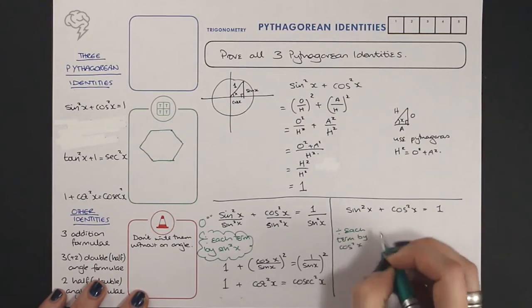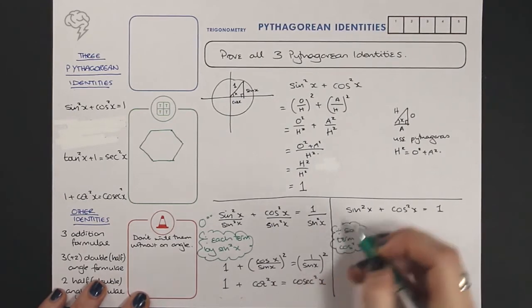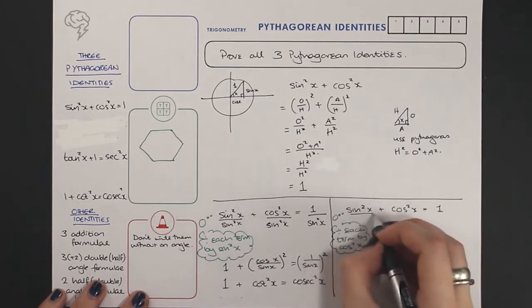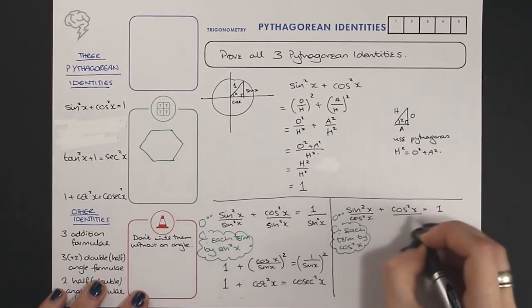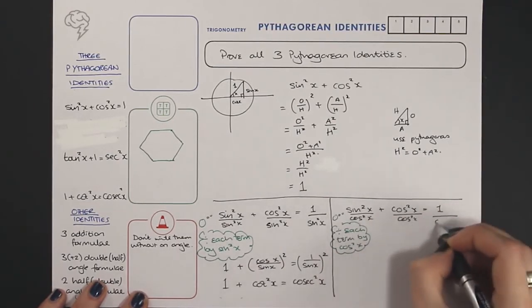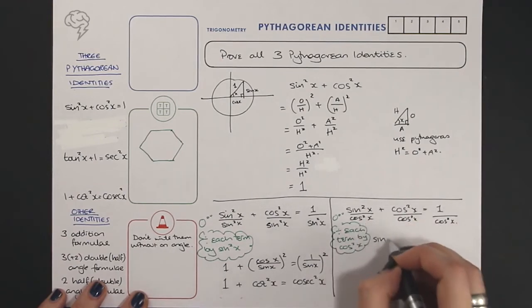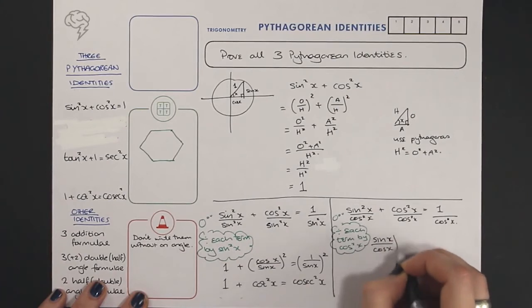So hard. It doesn't matter when you're thinking it and saying it, but when you're writing it, you've got to put that angle in. Right, you get divided by cos squared x, you get divided by cos squared x. Sine squared over cos squared is sine x over cos x. I think I just did it again, actually.